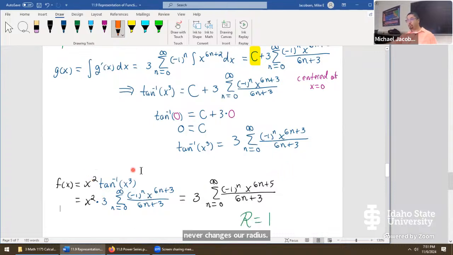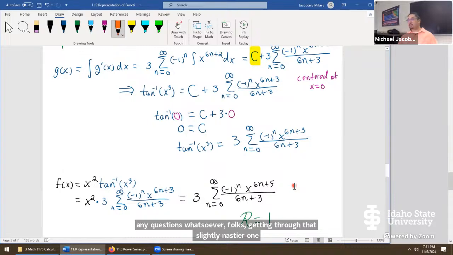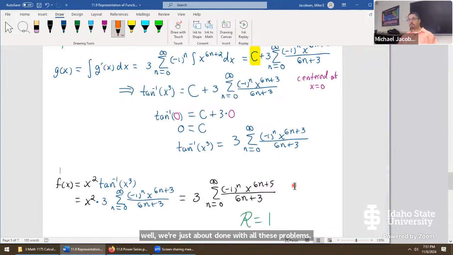This is a really weird function, but if we need it in a different form as a power series, that's what it turns into. Well, any questions whatsoever, folks? Getting through that slightly nastier one? Okay, well, we're just about done with all these problems. We have 2 more problems left over for today to take a look at.